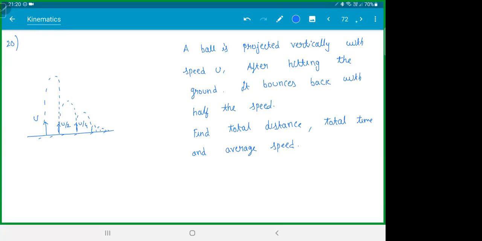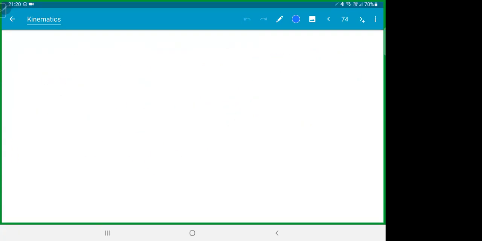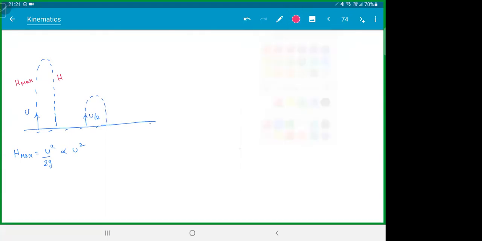Let's see. First thing, when you project it with speed u, you go up and you come down. So what are you traveling here? H max while going up, and H max while coming down. And we know H max is given by u square by 2g, so it is proportional to u square. Means every time the speed becomes half, let's say next time the speed becomes u by 2, your height becomes 1/4. That means now you will travel h by 4, h by 4.